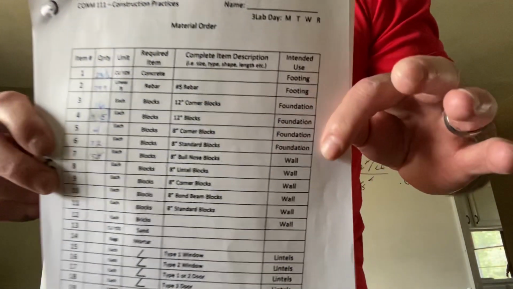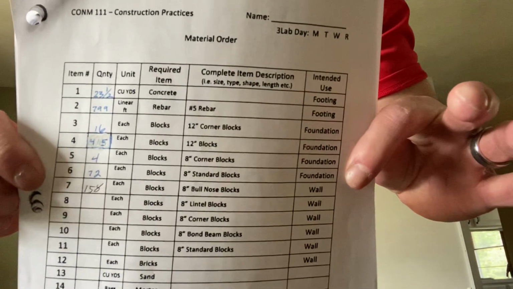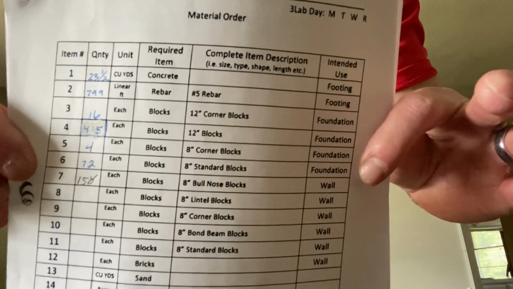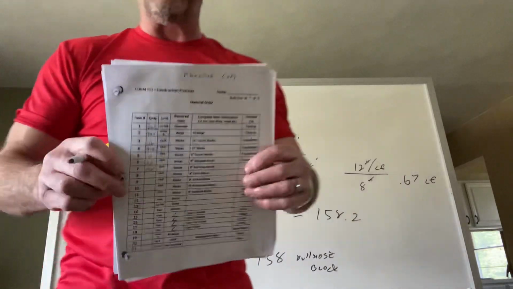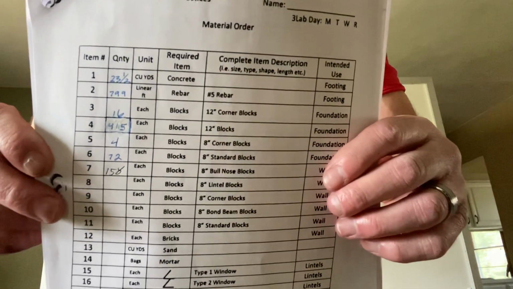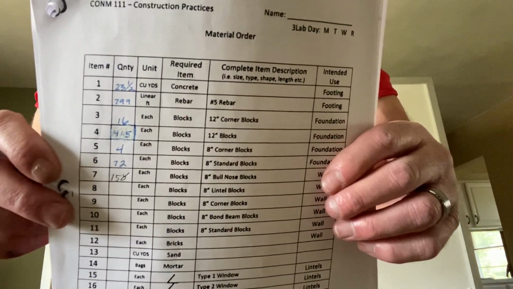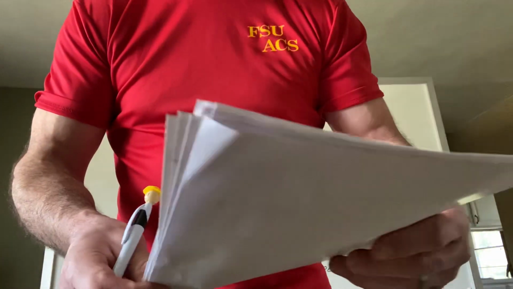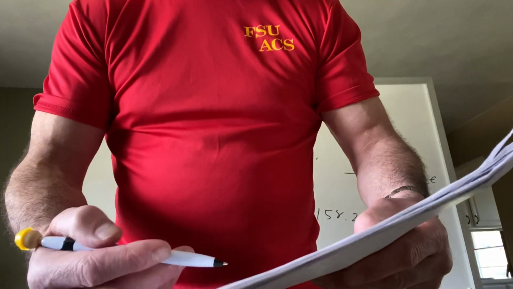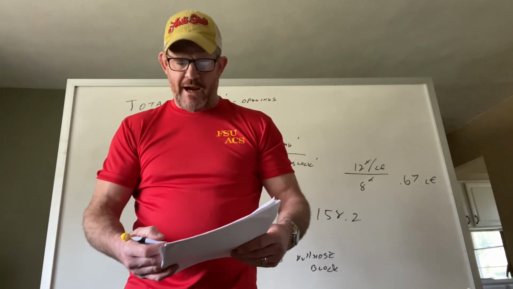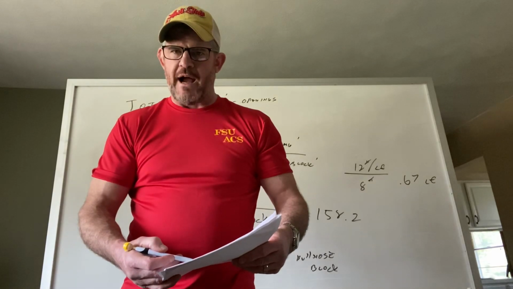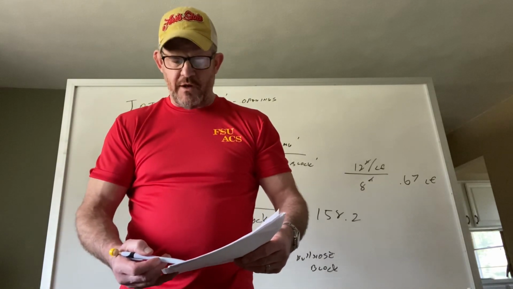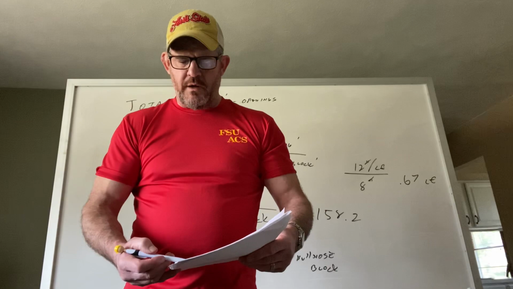Okay, so we've got 158 block, our bullnose block for our wall. Now I'll take this opportunity to point something out. As we look at that list, what do I have? I can see that I've listed it a particular way. I have bullnose block that we just determined, then lintel block, which we determined next, corner block, then bond beam block. Finally, I have my 8-inch standard block listed last. All of those, if I look over to the right, are for the wall.